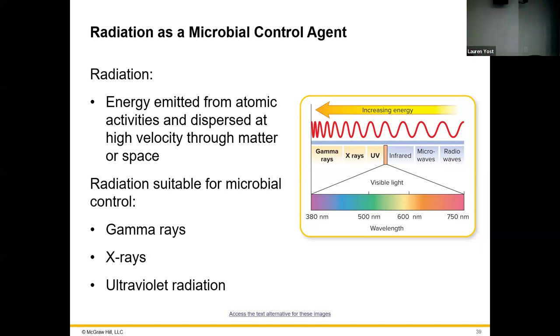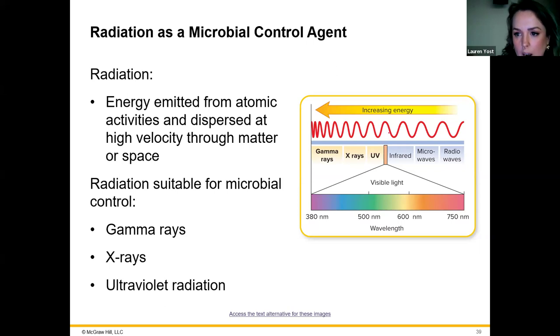So radiation. Here we're talking about atomic activities being disrupted by these rays, essentially, of energy that are going through the atmosphere. Things that are going to be useful for microbial control: gamma rays, X-rays, and ultraviolet radiation. That's mostly what we're going to be talking about, okay?